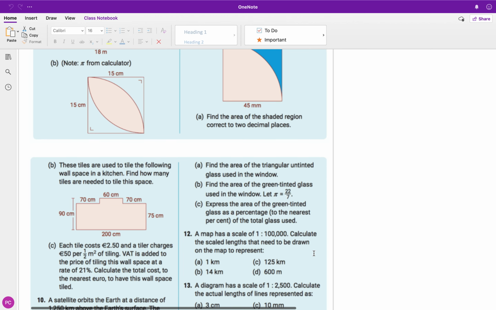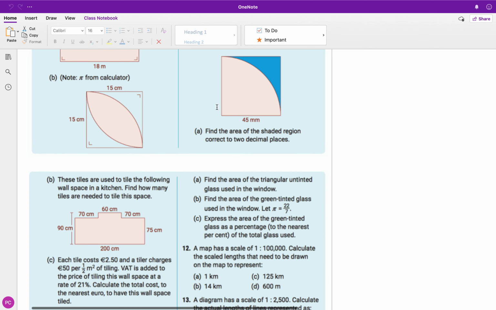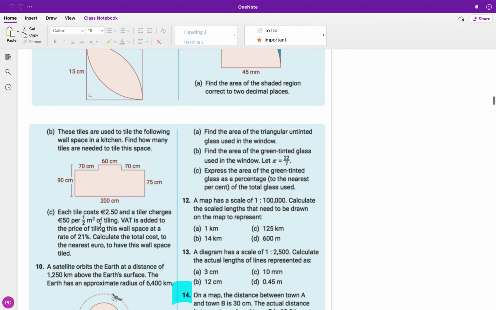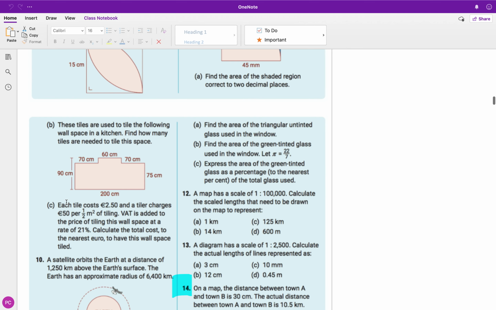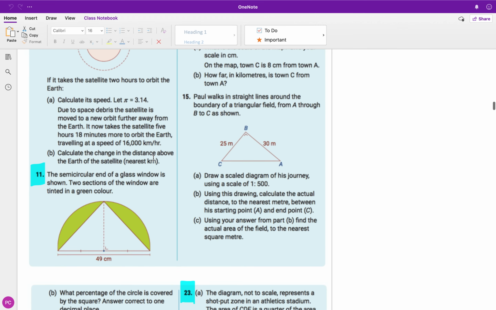Hey, no, I'm going wrong. Nope, you're going from A over here. These tiles are used, the following wall space in the kitchen. How many tiles are needed to tile this space? So how many of these tiles are you going to need? It goes from here to here. And then it's working out a cost of the tile as well. So it's a nice question as well. It's question 9.